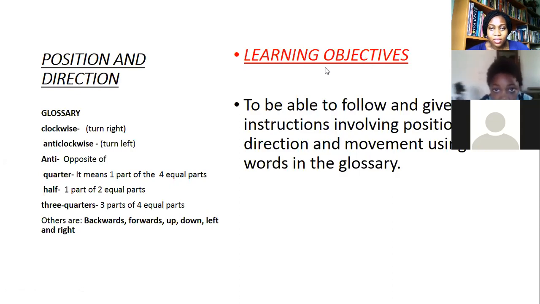Now, let's look at the learning objective of this lesson. At the end of this lesson, you should be able to follow directions when given, or give instructions to someone to follow, and then to be able to tell the position of a person or of any other thing using these words that I have explained. Is that clear? Give me a wave if that is clear. Okay, I would love you to keep your camera on.